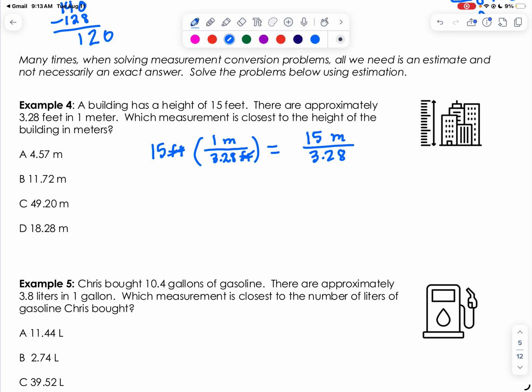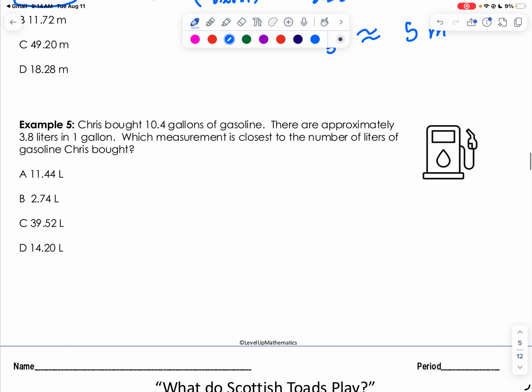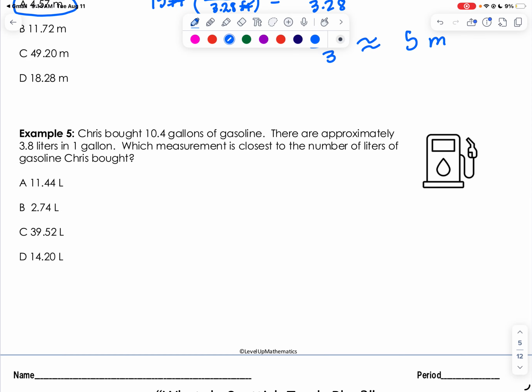Now, because we are estimating on this one, this is approximately 15 divided by 3, because 3.28 is very close to 3, which is 5. So I'm looking for an answer that's very close to 5 meters. So look through your answer choices. The only one even close to 5 meters was answer choice A. And in fact, if you would have worked that out with long division, you would have gotten the same exact answer. Okay. Example 5. Chris bought 10.4 gallons of gasoline.